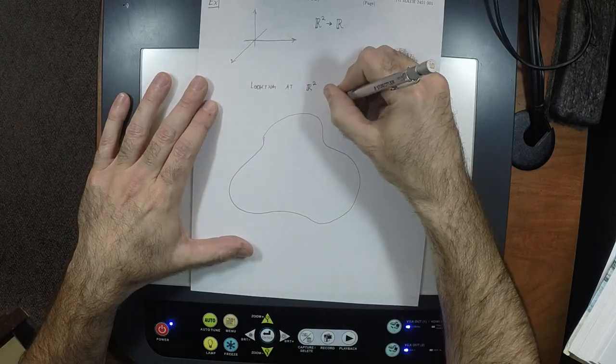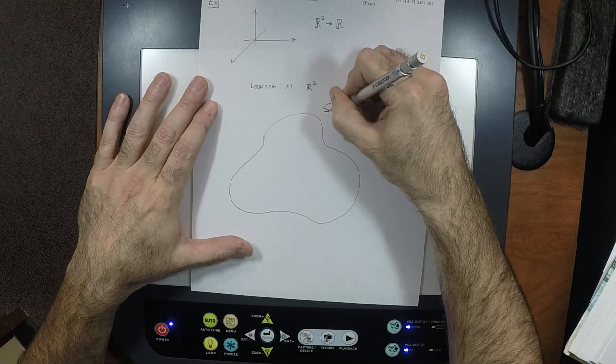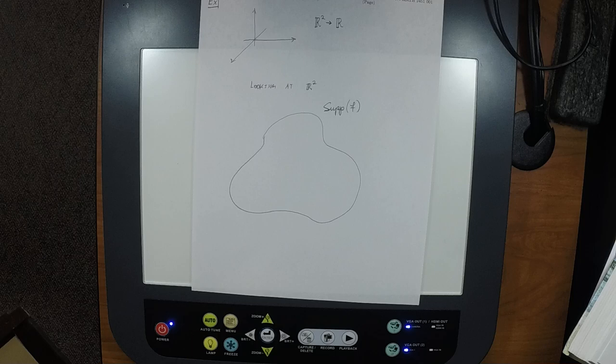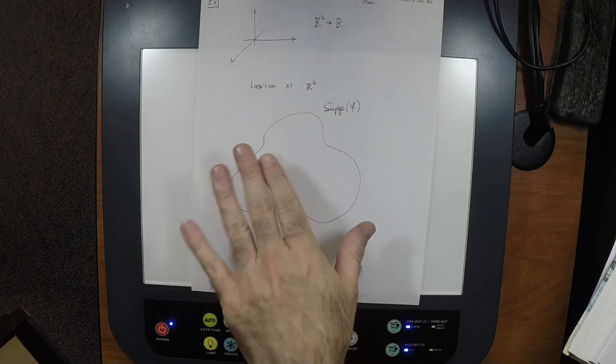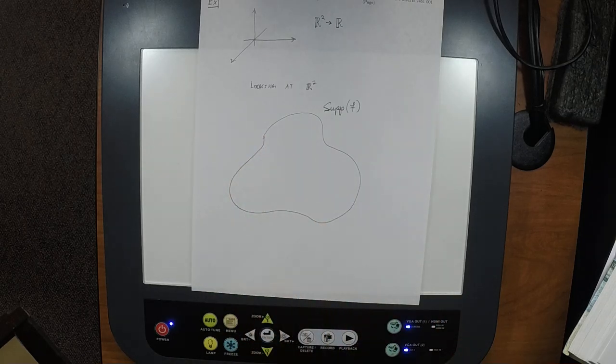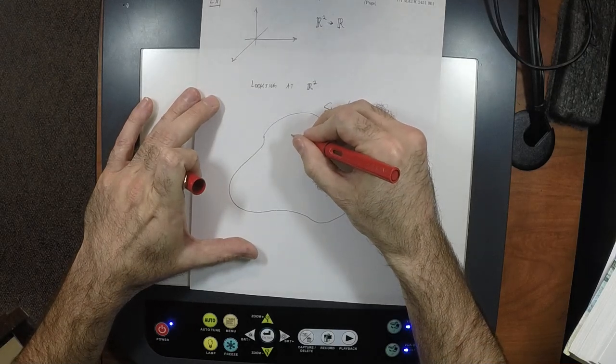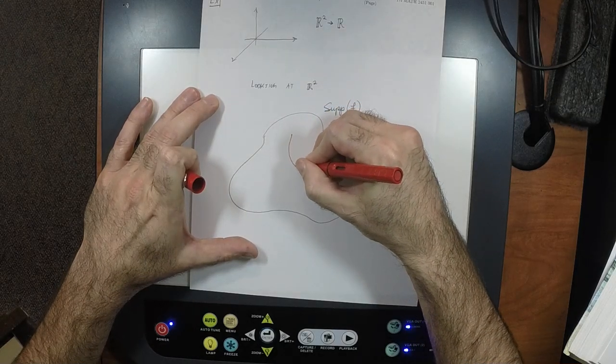Suppose this here is the support of our function. So what does that mean? That's the location where the function is non-zero. Suppose that the function is non-zero, but just on this set. And suppose further that it has some kind of weird discontinuity, a discontinuity like the following, where it's discontinuous all along this strip.